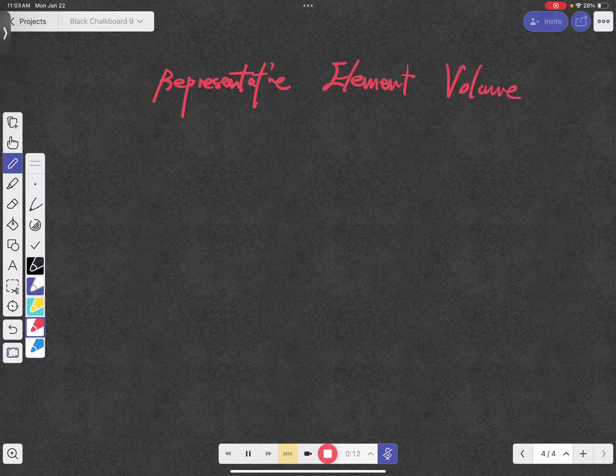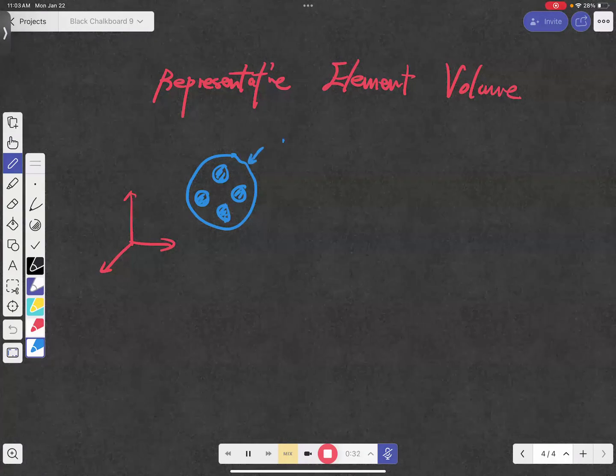So there is an important concept: representative elementary volume. Now consider very small spaces, and then I would actually have this domain. And then I have some solid phase. And then this entire thing is just an increment of dV.